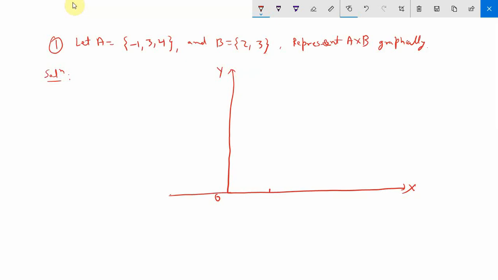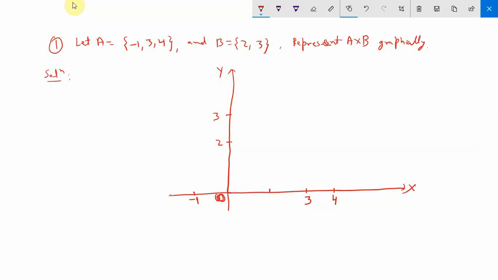See, the first element is minus 1. So minus 1 will lie on this side. It will be 0. Okay, 0 is the intersecting point. Then 3 will lie somewhere here. It is not to scale. And 4. Next, we have to represent elements of set B on the vertical line. So this is 2 and this is 3.